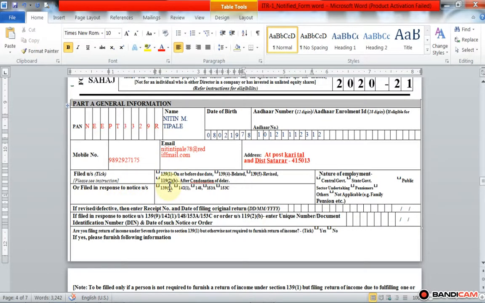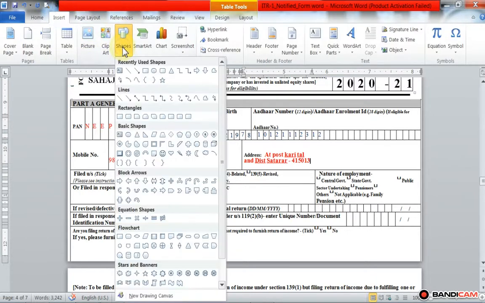Then tick mark on appropriate box. So here we fill income tax on or before due date. We put tick mark on appropriate box, that is first box.